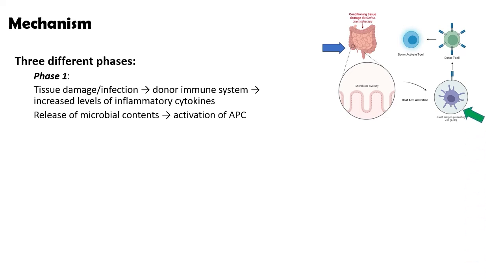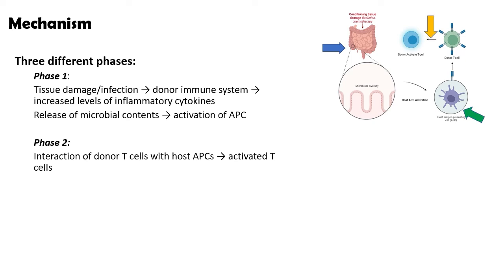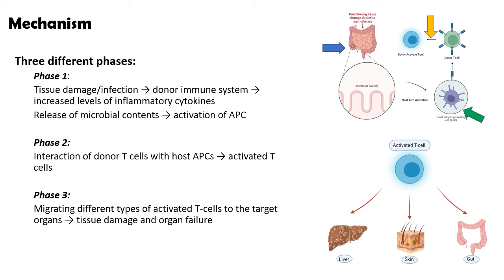Phase 2 is characterized by interaction of the donor T cells with host APC cells that proliferate and differentiate into activated T cells, which release additional inflammatory cytokines. Then the next phase happens, phase 3. Phase 3 is characterized by migration of different types of activated cells to the targeted organs, resulting in tissue damage and failure. These tissues include the liver, the skin, and the gut.